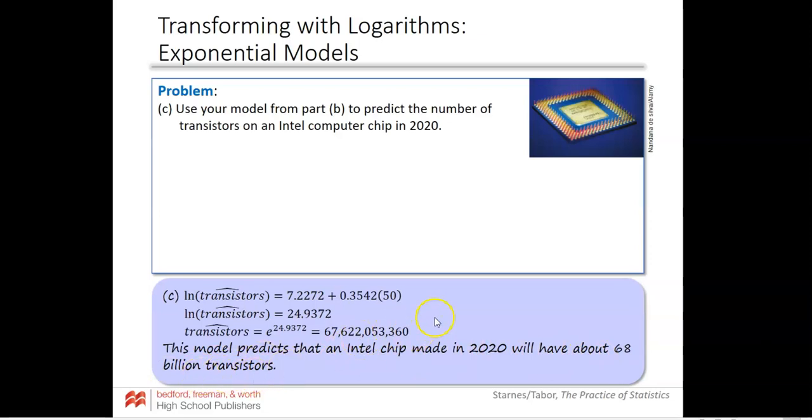So the number of transistors, the unit there is transistors. That is something we like to see. We like to see units on the answer here. So I'm not too worried if it's scientific notation or the other number, but the units we want to see.